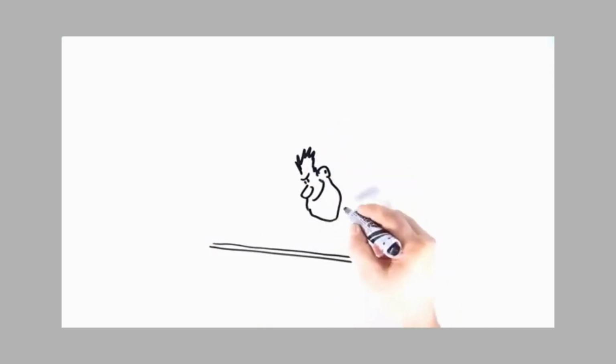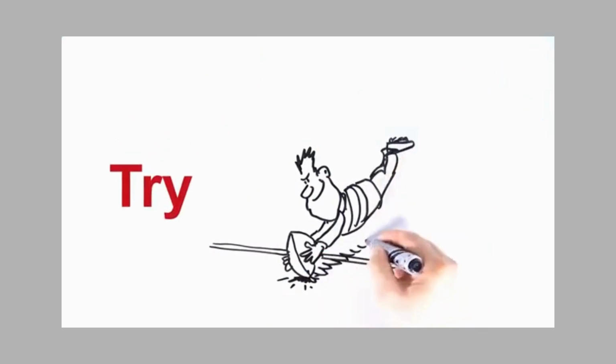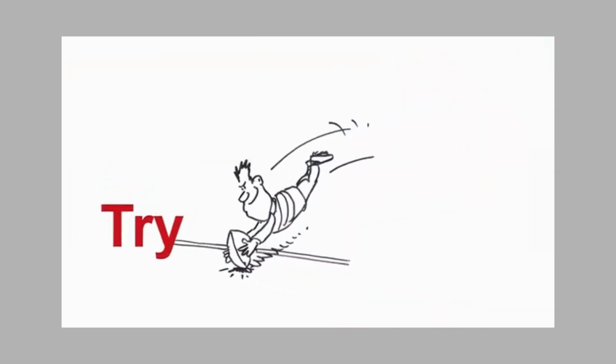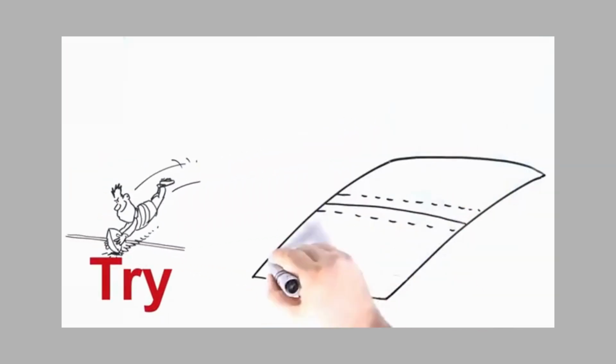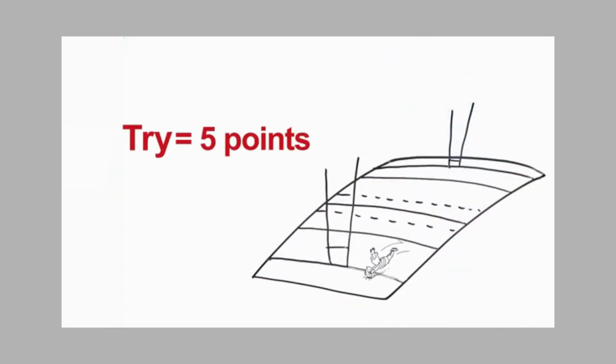There are several ways to score points. The most important way is to score a try. You score a try when you place the ball on the ground, on or behind the try line of your opposition. The result is 5 points.